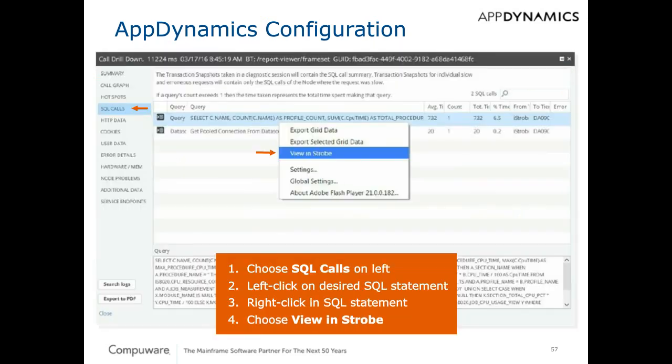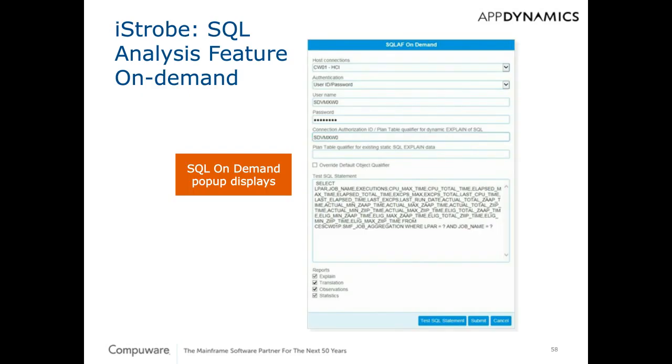And then over here on the left, we would want to take a look at the SQL calls. And that'll bring up a list of SQL calls. You select one of those SQL calls, then do a right click on it, and it'll say View in Strobe. So we want to view that in Strobe. And what that'll do is it then gives you that ability to log into the mainframe through iStrobe.